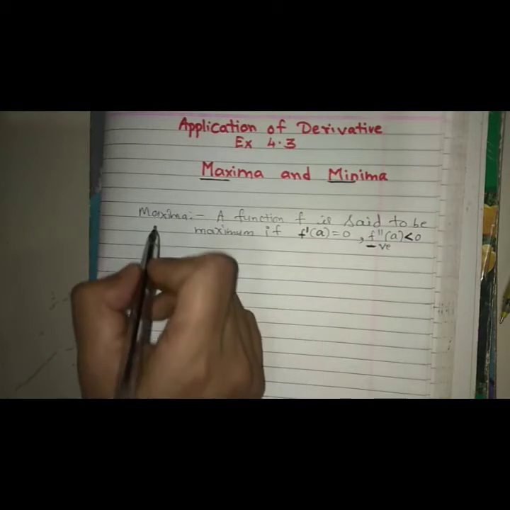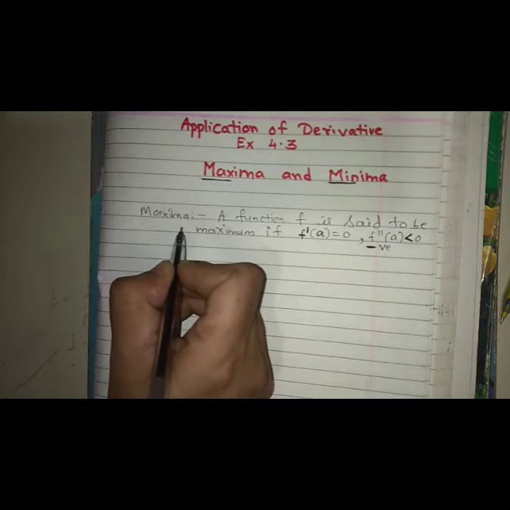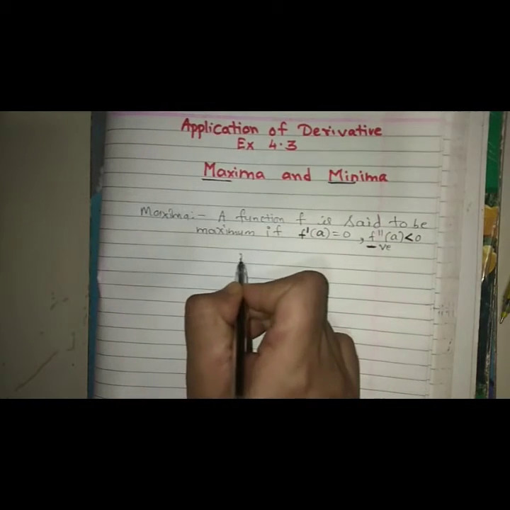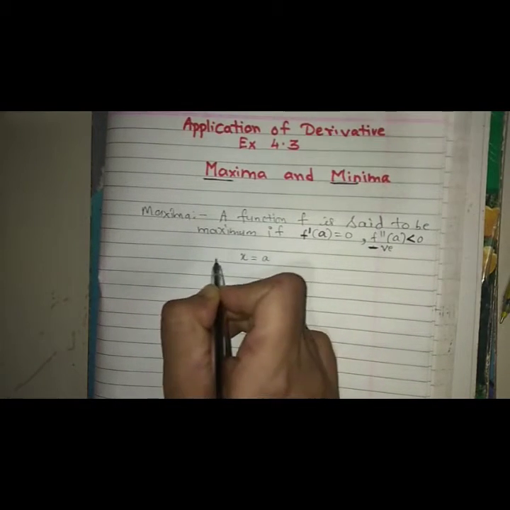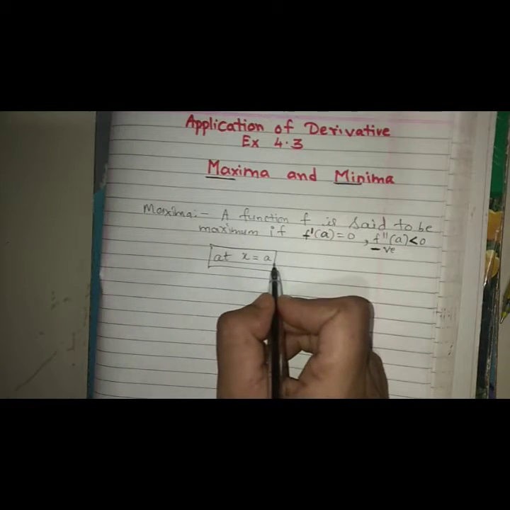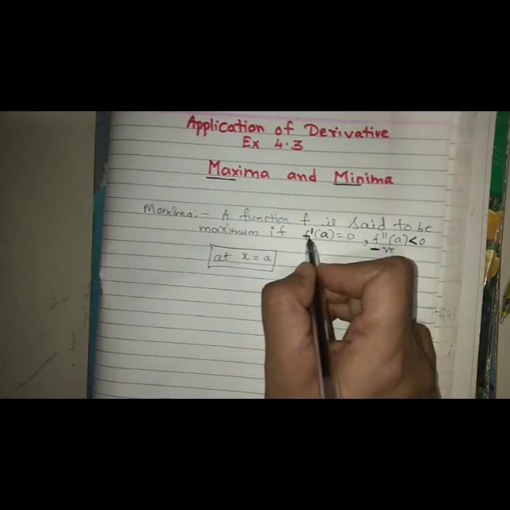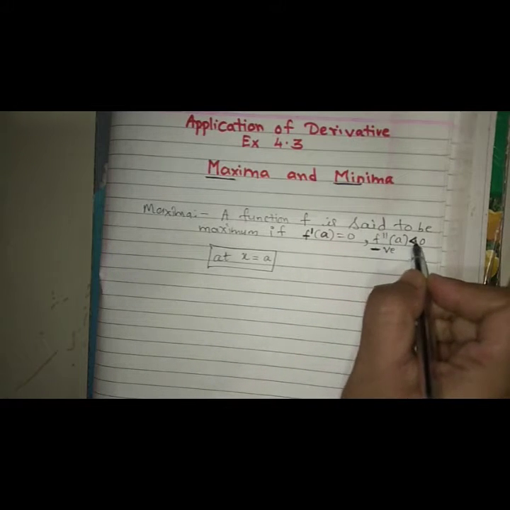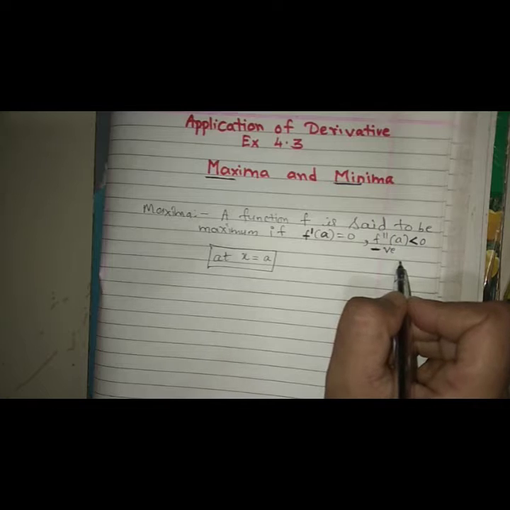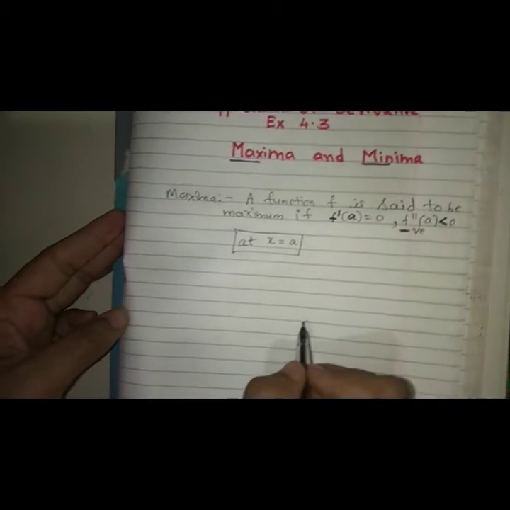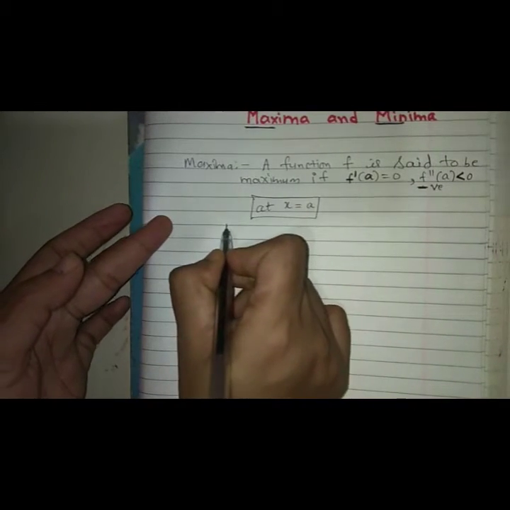Then only we can say the function is maximum at what point? The function f of x is said to be maximum at x is equal to a. At any point x is equal to a, we have to check the condition f dash of a is equal to 0 and f double dash of a is less than 0. Then only the function is a maximum.